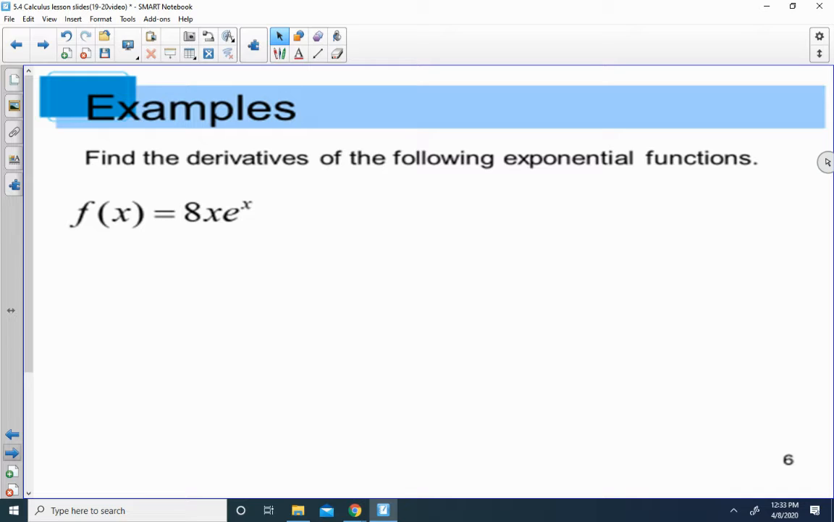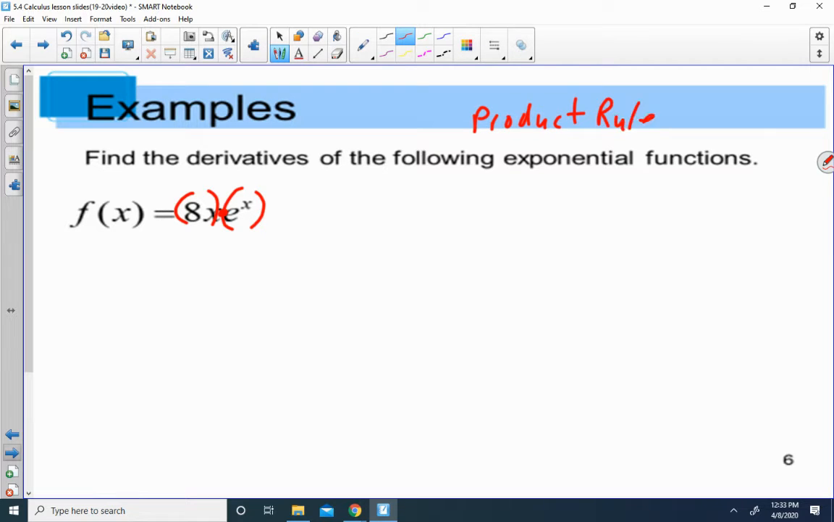Okay, so now moving on to the next example, we need to find the derivative of the following function. And you probably recognize that we have 2 parts being multiplied. And multiplication means product, which means we gotta use the product rule. So let this be A and let this be B. The product rule is A prime times B plus B prime times A.